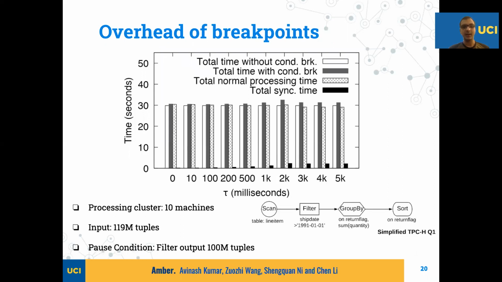Conditional breakpoints in Amber have little overhead on processing time and can be used in production. We put a breakpoint on the output of the filter operator in the shown workflow with a condition that the workflow should pause after the filter operator produces 100 million tuples. When we compared the time taken by the filter operator to produce 100 million tuples in the presence of the breakpoint versus in the absence of the breakpoint, the difference was less than 1 second.